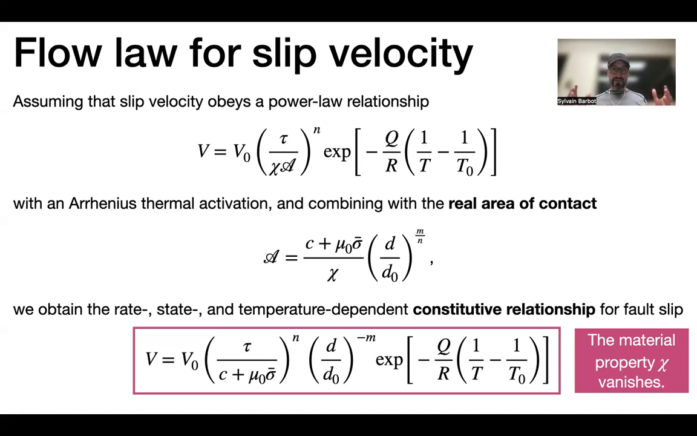And so as a result, if the stress is known, the size of contact junctions is known, and the temperature is known, we can predict how fast the fault will slide. But of course, to allow the model to produce seismic cycles, we need independent formulations for how the area of contact will evolve, for how the size of contact junctions will evolve. And for that, we need to consider other physics.